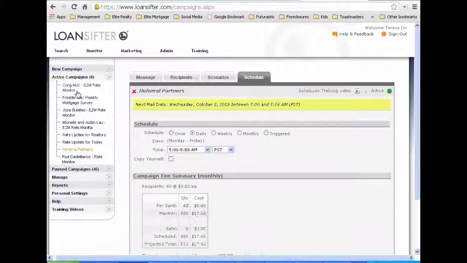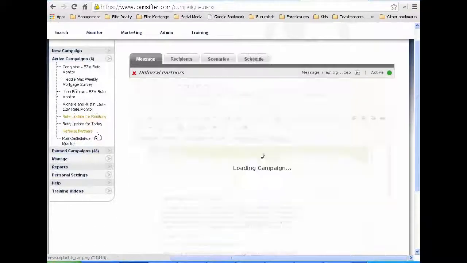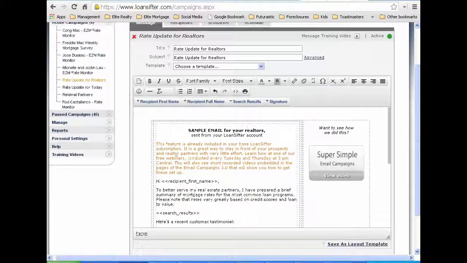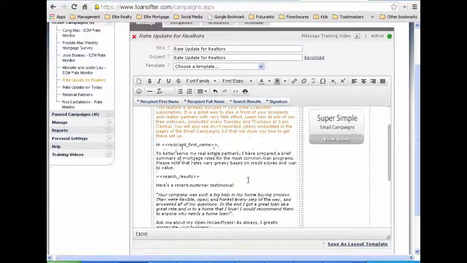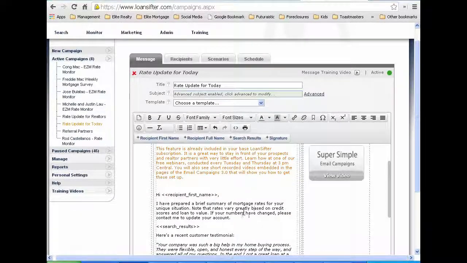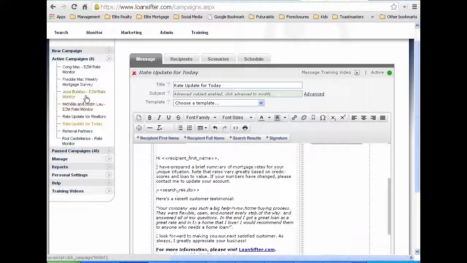And on here, if you notice, they create it for you. So there's a rate update for realtors, and they have the same thing. It's kind of like that. And then there's a rate update for today if you want to do a one-off thing for your client. We do this for certain people who are rate conscious. So we put it there until they want to do it.